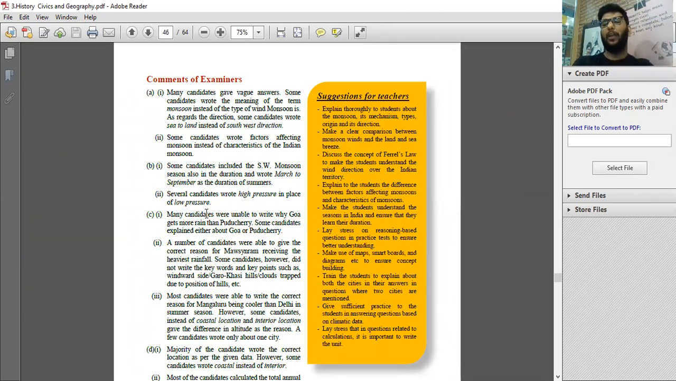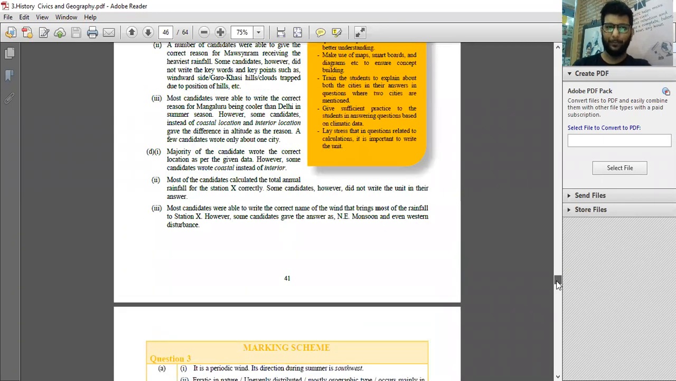Many candidates are unable to write down why Goa gets more rainfall than Pondicherry. So candidates explain either about Goa or Pondicherry. But the question has to be very clearly understood that when it comes to Goa, when it comes to Pondicherry, what exactly is the reason behind it? So it's simple as that. Pondicherry is on the eastern side, and Goa is on the western coastline. So obviously, Goa will be receiving more rainfall because it receives southwest monsoon winds for a longer period of time as compared to Puducherry, which is receiving from a retreating monsoon for a lesser period of time. So that is why rainfall is more in Goa as compared to Puducherry, right?